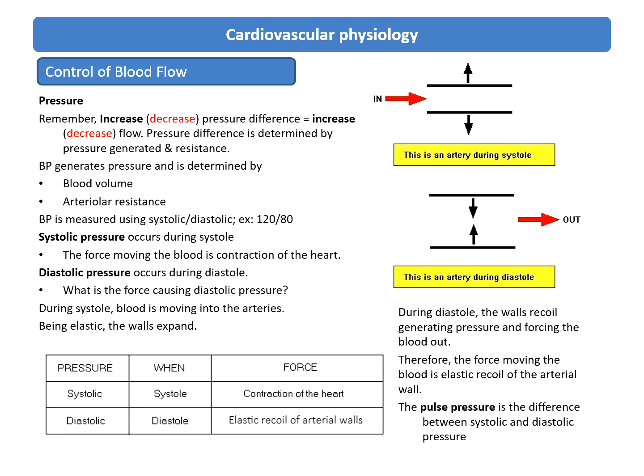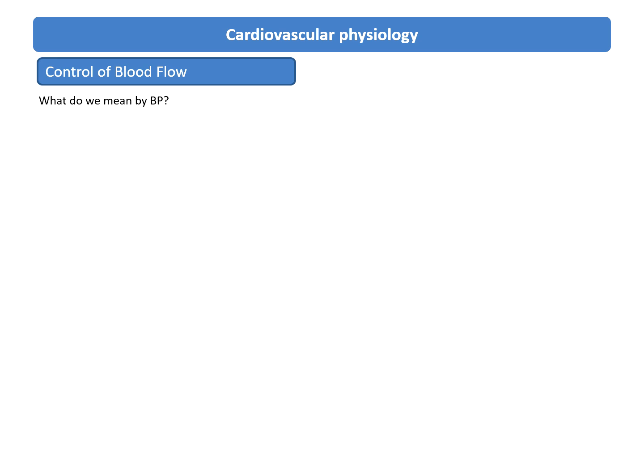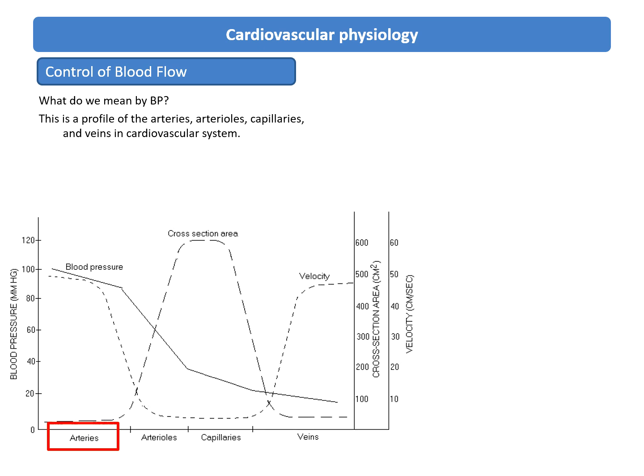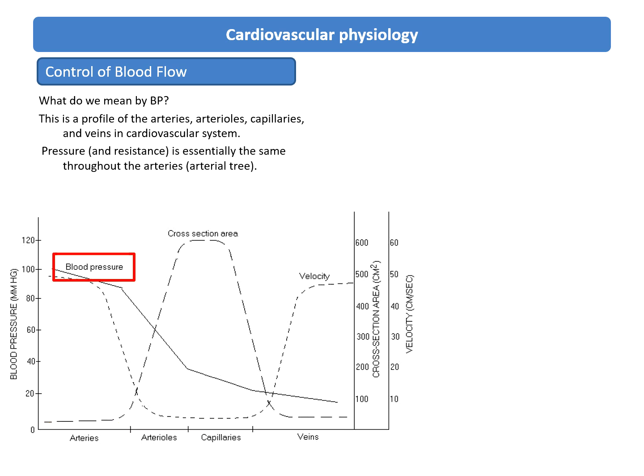Pulse pressure is the difference between systolic and diastolic pressure. What do we mean by blood pressure? Well, here's a profile of the arteries, arterioles, capillaries, and veins in the cardiovascular system. The arteries are shown first, then the arterioles, the capillaries, and the veins. The chart shows blood pressure. Notice the blood pressure drops slightly in the arteries, but it's essentially the same.